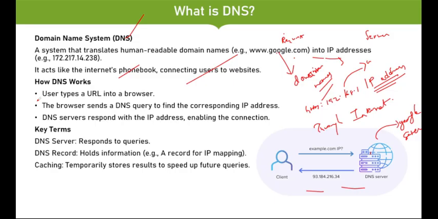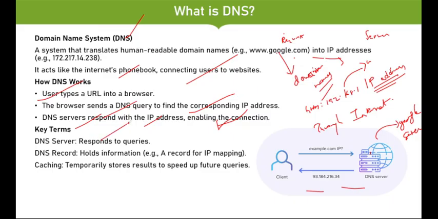How DNS works: the user types a URL into a browser. The browser sends a DNS query to get the corresponding IP address. The DNS server responds with the IP address, enabling the connection. So this is how it works. It's just a basic introduction I just want to give on this.